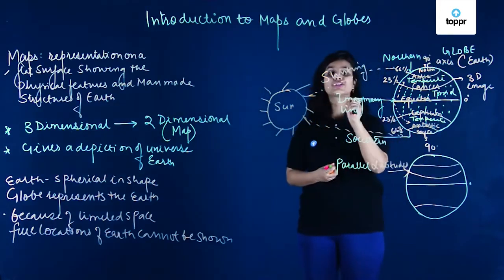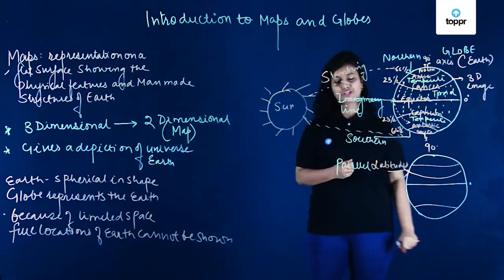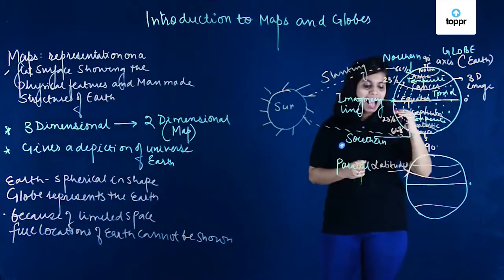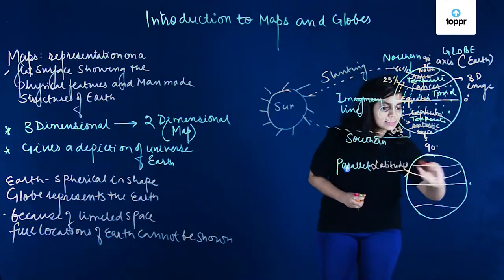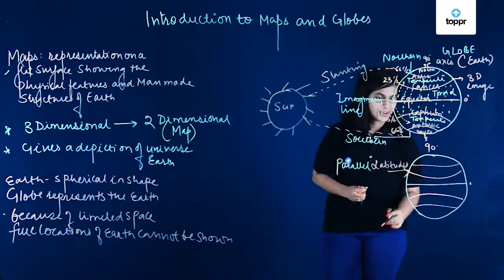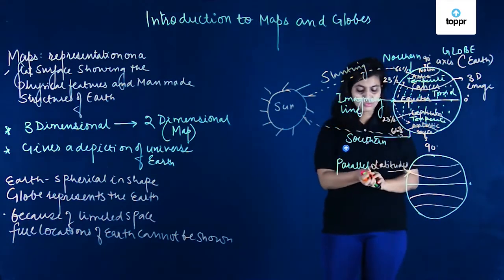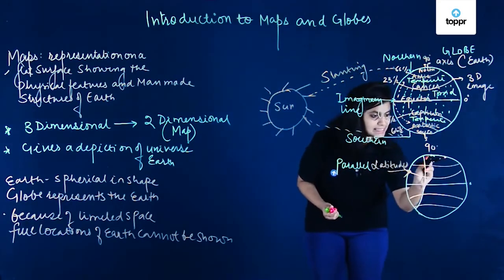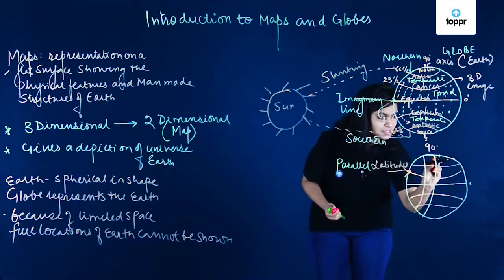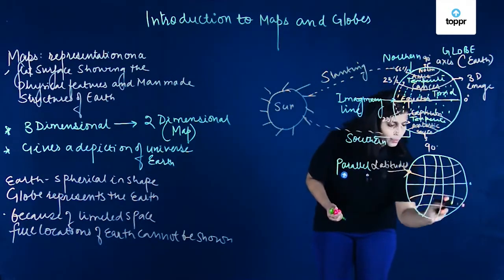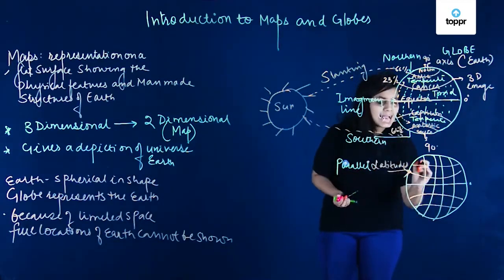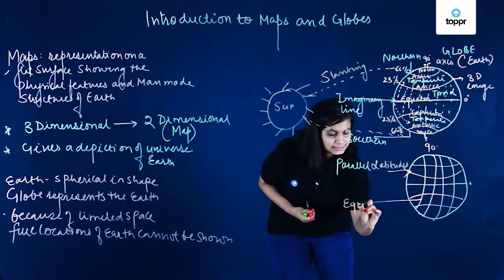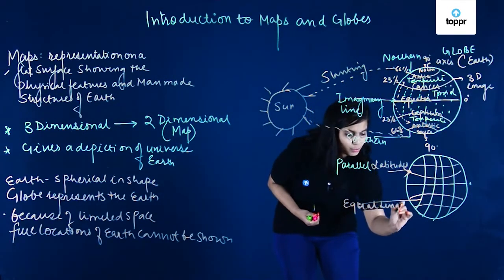They give us information about the exact location of a particular place. This is there in the northern hemisphere, and it's there in the southern hemisphere. These are the latitudes. What are the longitudes, students? Longitudes are semi-spherical lines, and they are of equal length.